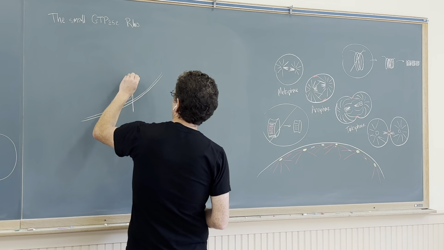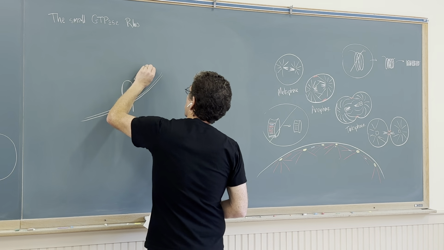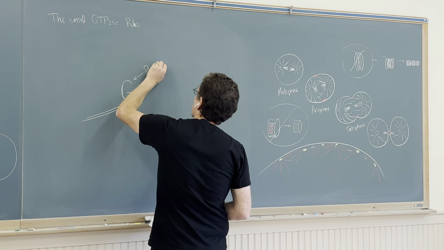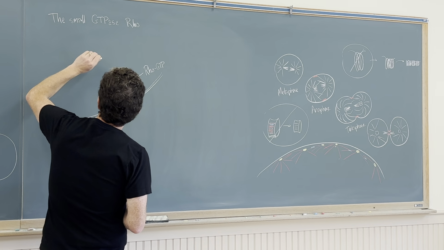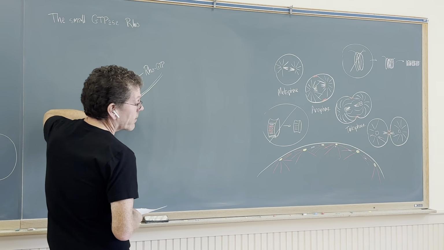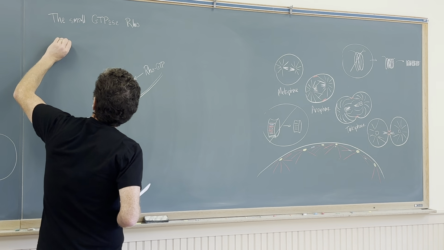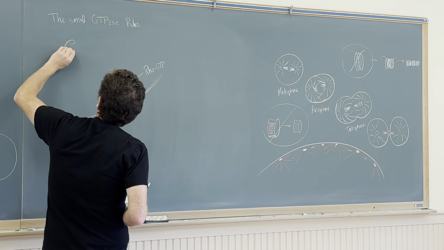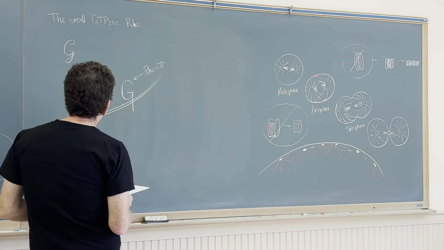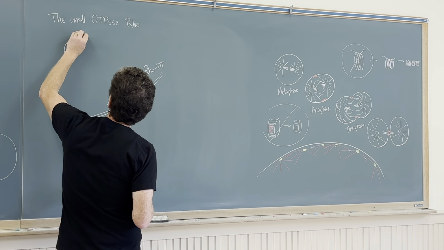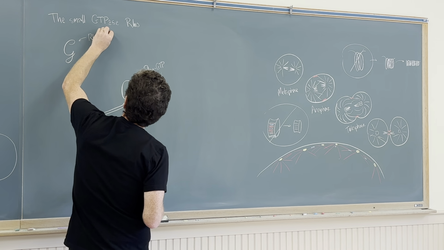So this is true when Rho is bound to GTP. So this is Rho GTP, which is, in fact, the active form. So when Rho is bound to GDP, this lipid tail that anchors it in the plasma membrane is actually tucked inside. So I'm going to draw this as a cursive G instead. So that's Rho GDP.